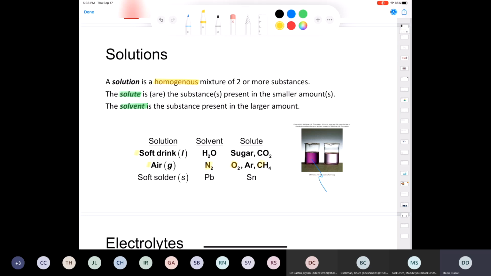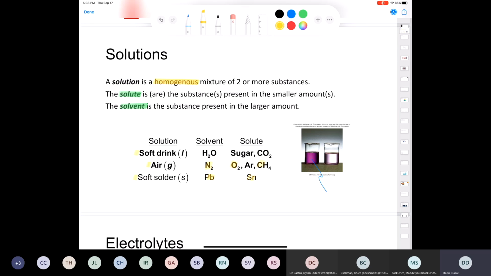What else? If you've ever played around with solder before, if you've ever had to, I don't know, solder something that broke, an electronic device or something, well, solder is a solid, and solder is mostly made of lead, right? That is considered the solvent, but there's also some tin dissolved in there. And so those are some examples of solutions. And again, don't think that solutions have to be in a liquid. They can also be in a gas or a solid. These are all examples of solutions.